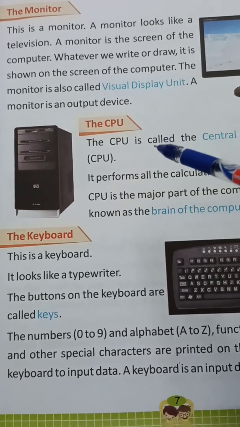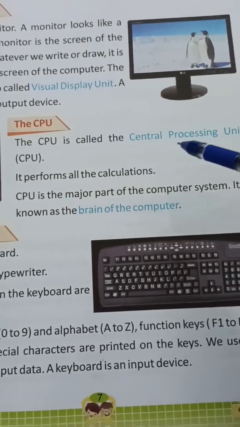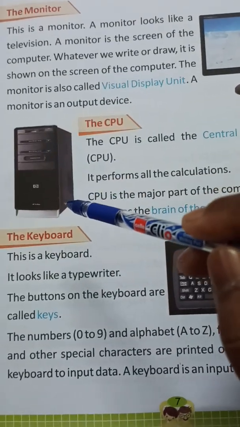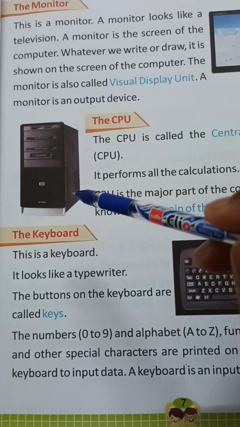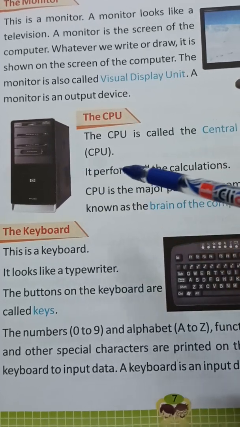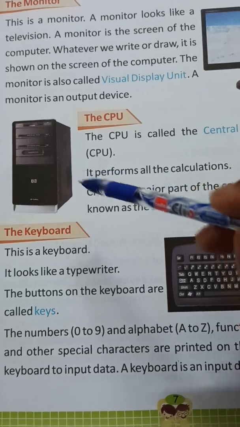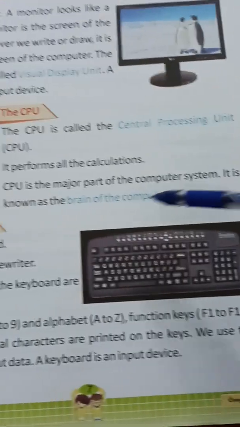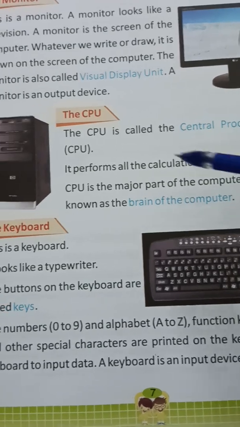Now, the CPU is called the central processing unit. This is the CPU. You have seen the CPU many times, everywhere. It performs all the calculations. The CPU is a major part of the computer system. It is also known as the brain of the computer.